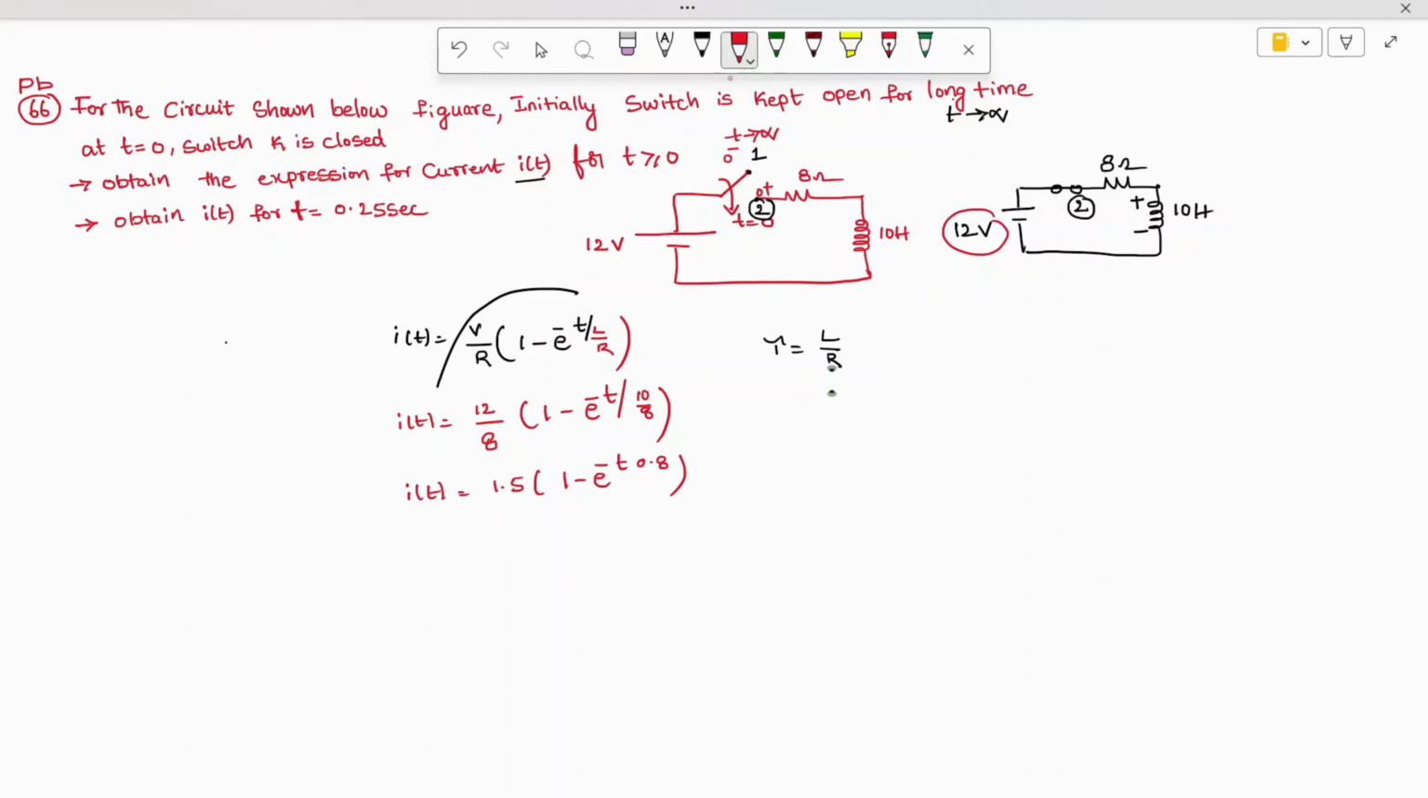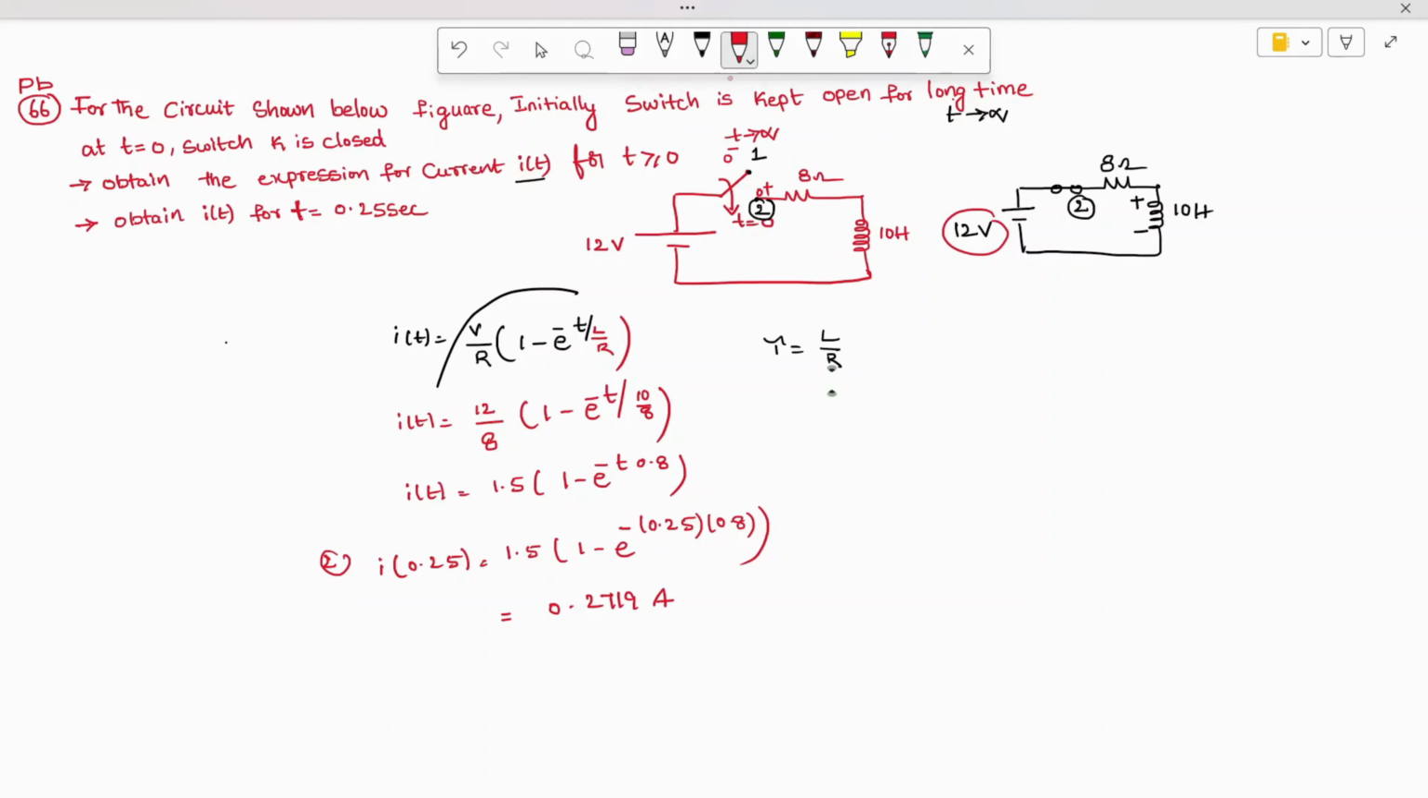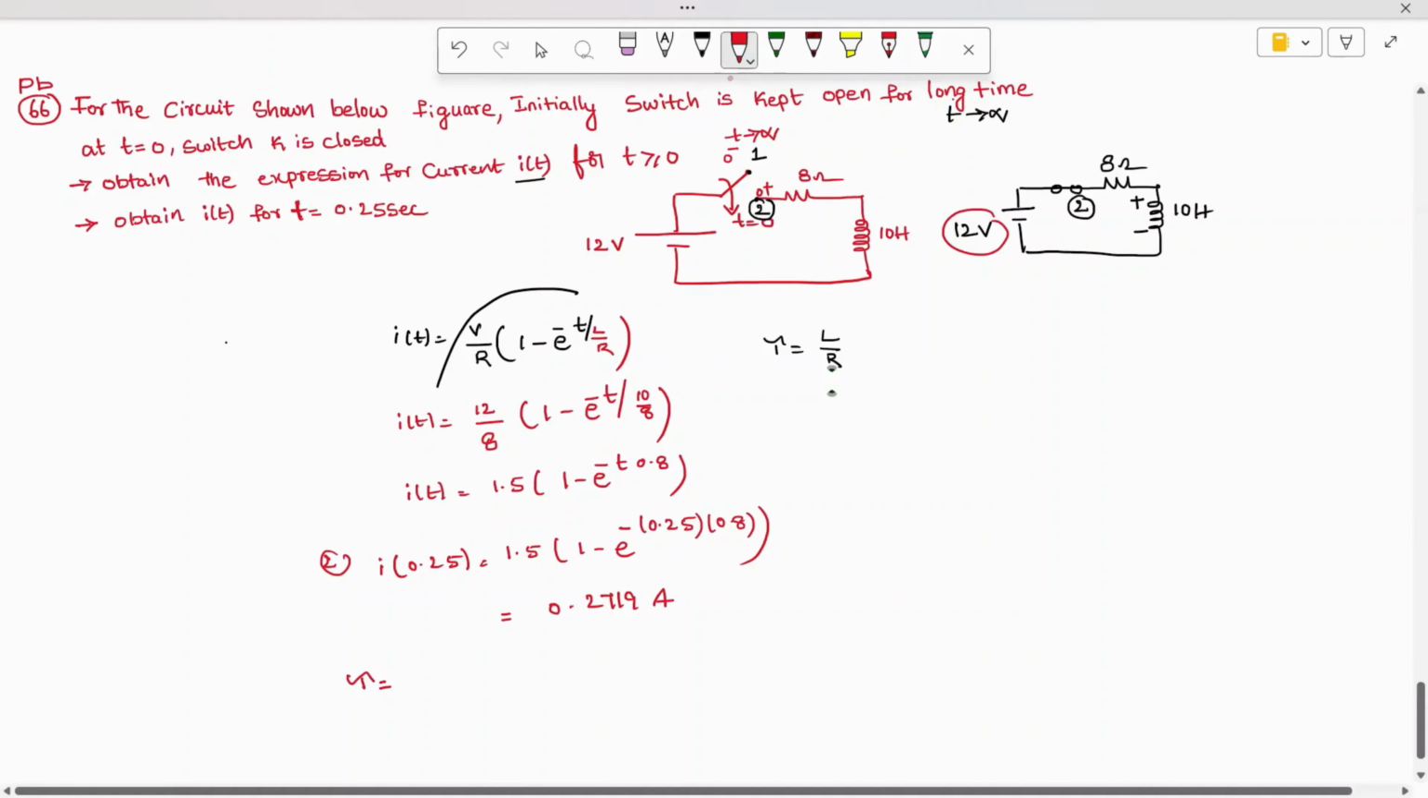The second question asked is to obtain the current at t equal to 0.25 seconds, which is 1.5 into 1 minus e to the power minus t, where t is 0.25 multiplied with 0.8. Just use your calculator, then you can get it. So the current at 0.25 seconds we are going to get is 0.27198.